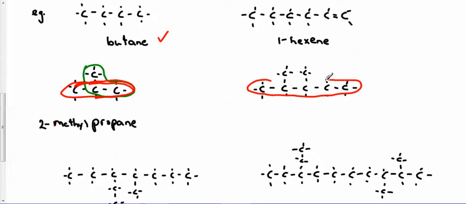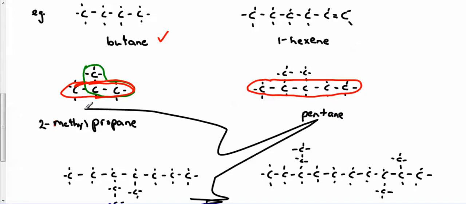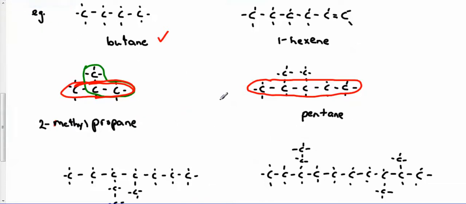Longest chain is 5. The root for that is pent. Are they all single bonds? Yes. I'm going to use the ending A-N-E. Do I have any branches sticking off? Yes. I have 2 methyl groups sticking off. And where are they? They are off number 2 and number 3.